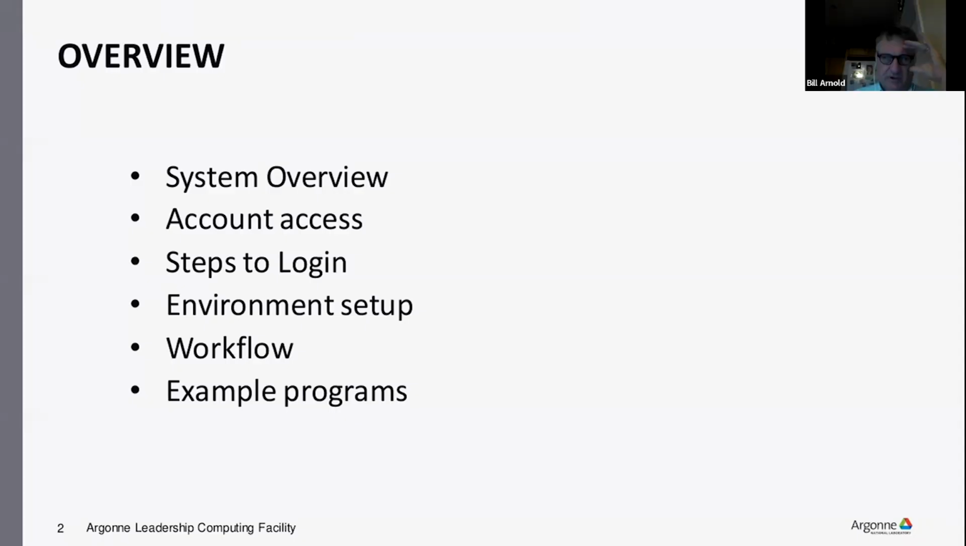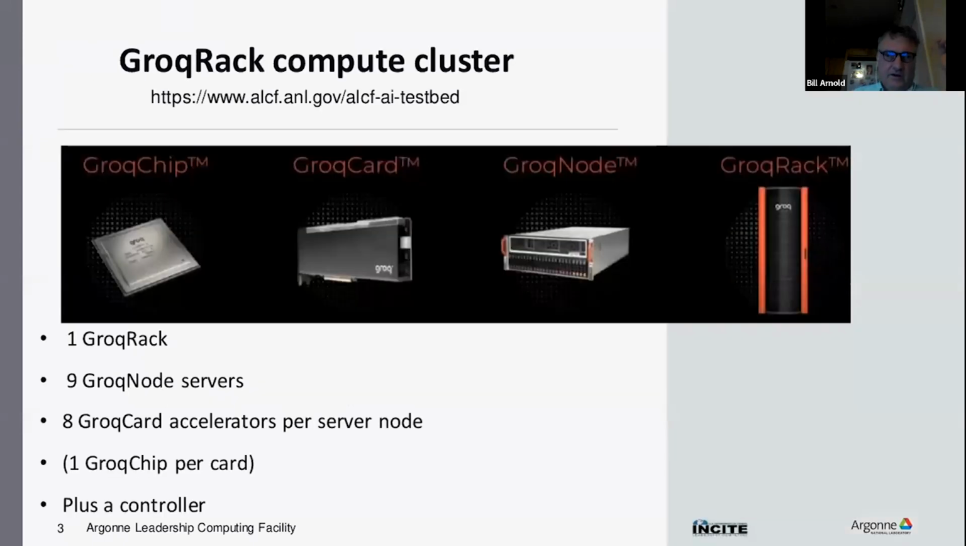Okay, so I'm going to do a system overview: how to access, how to get account access, how to log in, how to set up your GroqFlow environment, which we've already seen, and how to use PBS to run a few samples. You've seen a better picture of this in a previous presentation, but this is the hierarchy. We have one GroqRack, 9 servers, 8 cards, or Groq cards per server node, and each card has 1 chip. And there's also an additional controller node that you can't actually log into as a user.